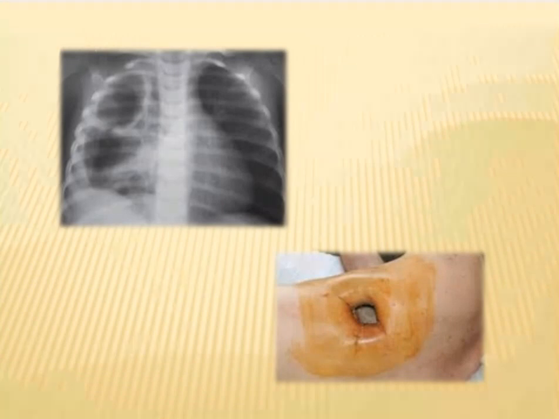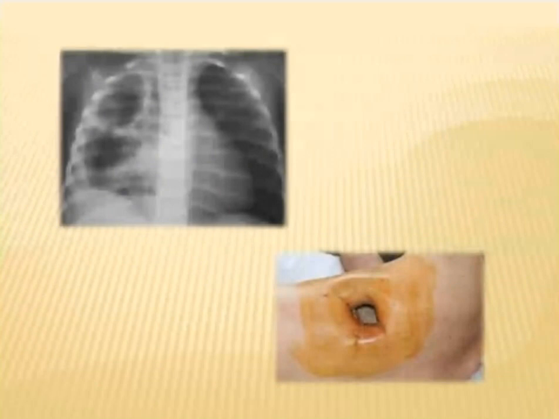And when I do an open tube thoracostomy, if there is still leakage, and the patient is either unfit for surgery or refuses surgery, I do a rib resection. This is done under local anesthesia.